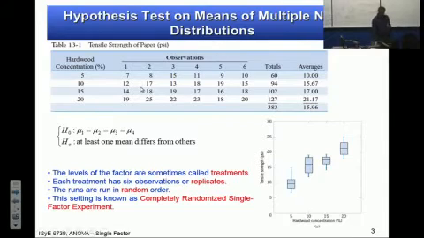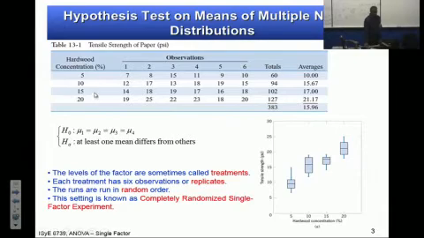So, some basic definitions. The factor is the concentration, and the tensile strength is called the response. The levels of this factor are sometimes called treatments. So levels means 5%, 10%, 15%, 20%. Each treatment has 6 observations, and here we call them replicates. So how many times are we replicating the experiment?